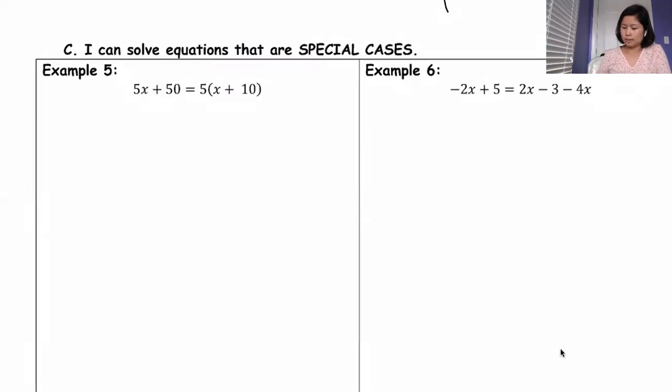All right, so last time we talked about solving multi-step equations, and then we started running into something we call special cases. So over here, we're gonna look at special cases. What happens when the variable is canceled out? So let's look at this first example.